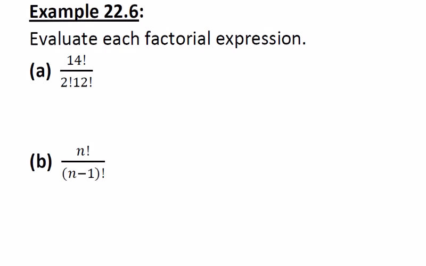In example 22.6, I want to give us a chance to see more of the factorial operator, just to get more familiar with the way that it works. On this one, for part A, it has 14 factorial divided by 2 factorial times 12 factorial. Again, the factorial operator is going to have a higher priority over multiplication, division, and adding and subtracting.